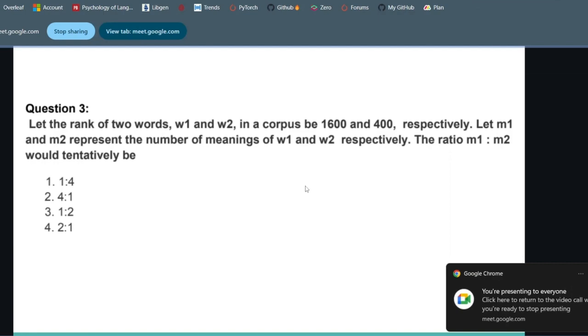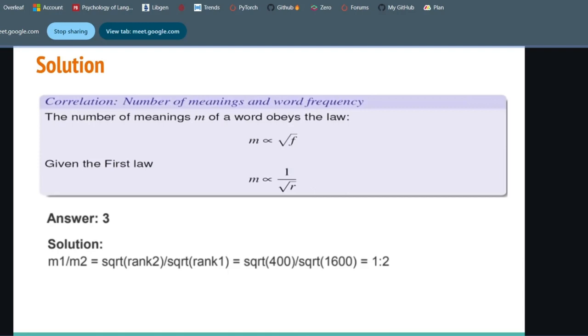Okay, fine. So here again we are using this law which correlates the number of meanings and word frequency. The law says that the number of meanings of a word is directly proportional to the square root of the frequency. It means the more frequent the word is, the more possible meanings the word can have. And how is the relation? It's proportional to the square root of the frequency.